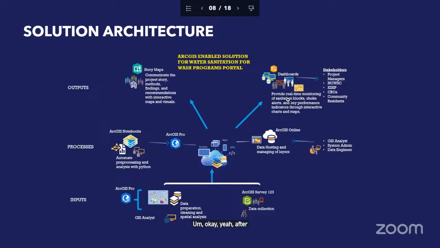After that, the information is stored in ArcGIS Online. This is crucial because it turns static data into a dynamic, accessible resource. It allows layers to be updated regularly, shared securely, and managed in one central place that different teams can access. And finally, we get the outputs. These are designed not just for technical experts, but for a wide range of stakeholders.